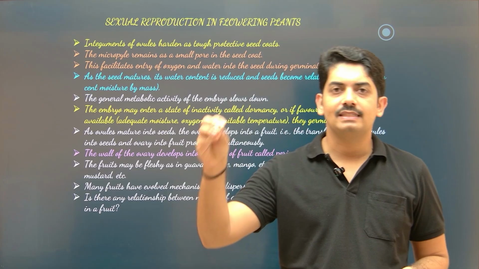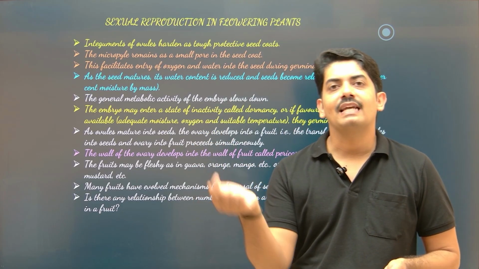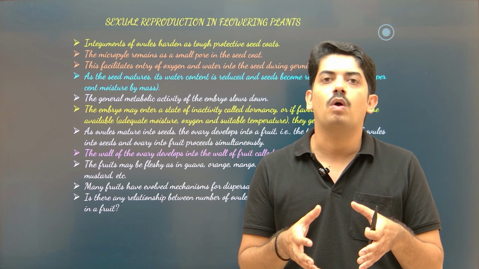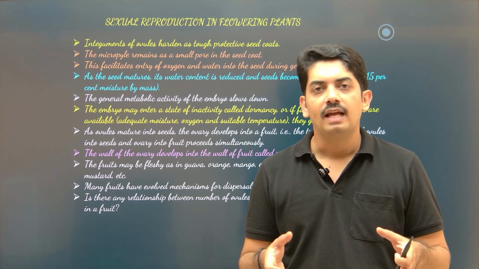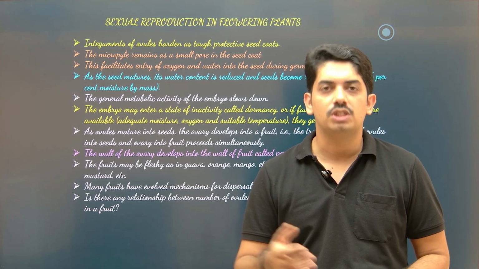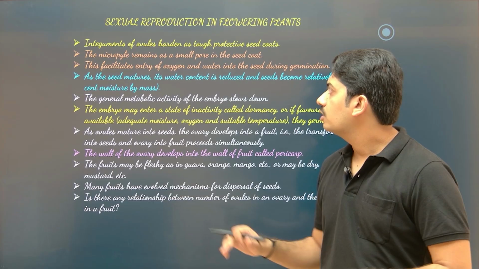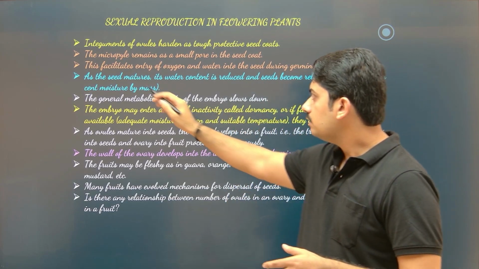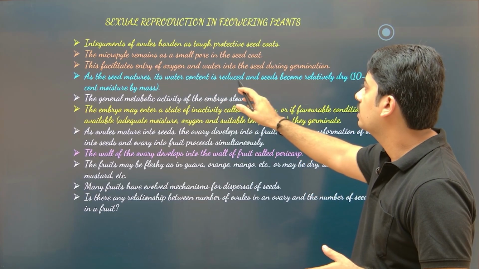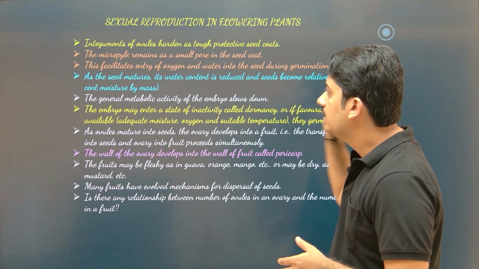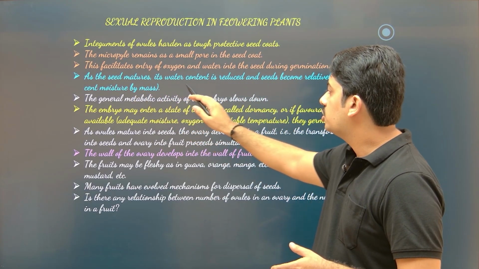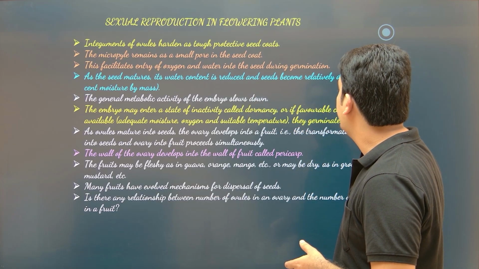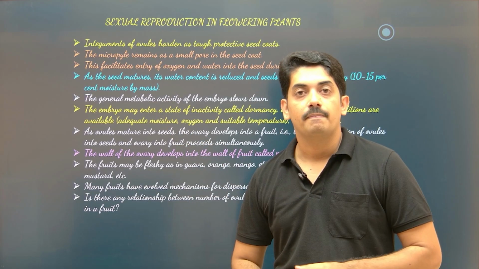If you soak the seed in water, water can enter through the micropylar region and it helps in imbibing the water, and the seed can swell, and this swelling helps them to germinate. Okay, so the micropylar region will be persistent even in the seeds. This facilitates the entry of oxygen and water into the seed during germination. As the seed matures, its water content is reduced and the seed becomes relatively dry, to 10 to 15%.